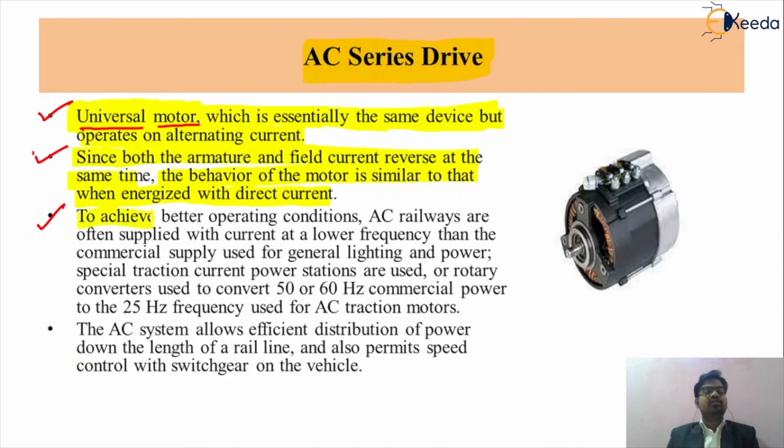What are the different properties of the AC series drive? To achieve better operating conditions, AC railways are often supplied with current at a lower frequency than the commercial supply used for general lighting and power. Special traction power stations are used, or rotary converters are used to convert 50 or 60 Hz commercial power to the frequency used for AC traction motors.